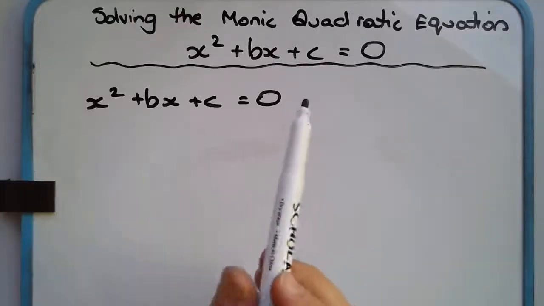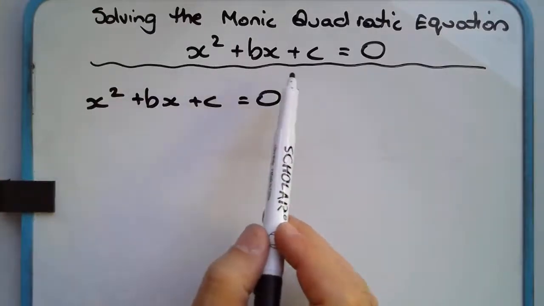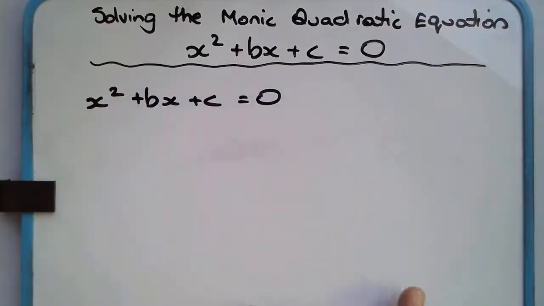We're going to have a look at the solution to the general monic quadratic equation x squared plus bx plus c equals 0. And the reason why I want to go through this briefly with you is that later on, when we look at the solution to non-monic quadratic equations, we're going to prove the quadratic formula. That's x equals negative b plus or minus square root of b squared minus 4ac all over 2a.